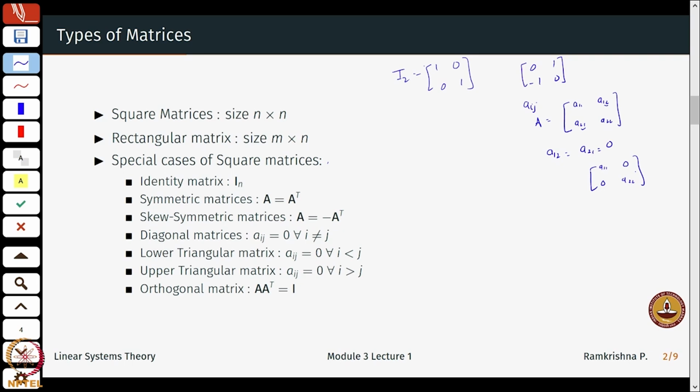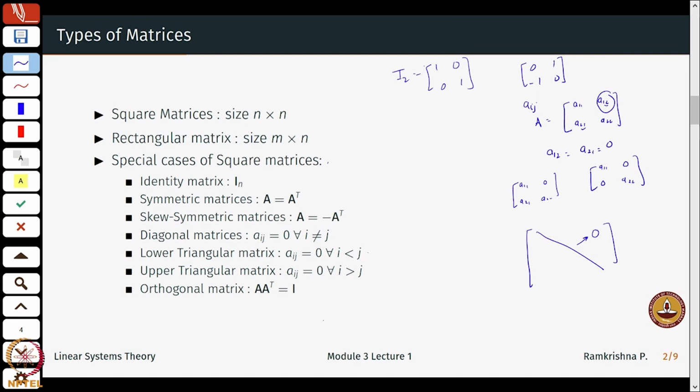Some more definitions: what is a lower triangular matrix? Again by definition, A_ij is equal to 0 whenever i is less than j. If I just look at this, what are the cases when i is less than j? There is this one. So, a lower triangular matrix would be something like this. Or in general, if I have a larger matrix, I have the diagonal here. A lower triangular matrix would mean that all entries to the right of this diagonal are 0, which is the actual definition.